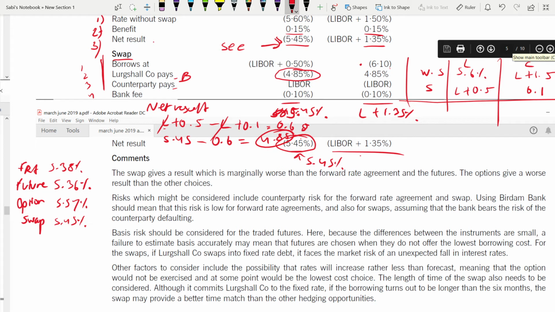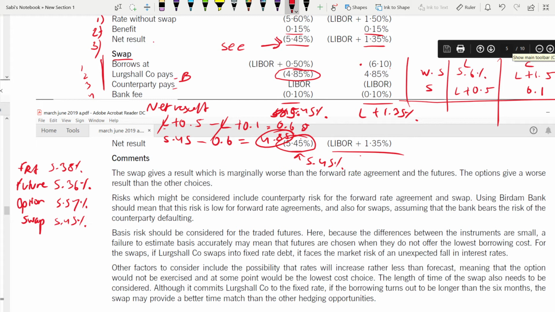So do you know how to write now? You can write this in any way. It is not compulsory that the way the examiner wrote, you have to write like that only. Starting with swap, why they started with swap? You can write in any way. You can even say the best rate is offered by future, the lowest. The highest is option. Option is at the worst. And forward and swap are in between. So you can even write like this also.